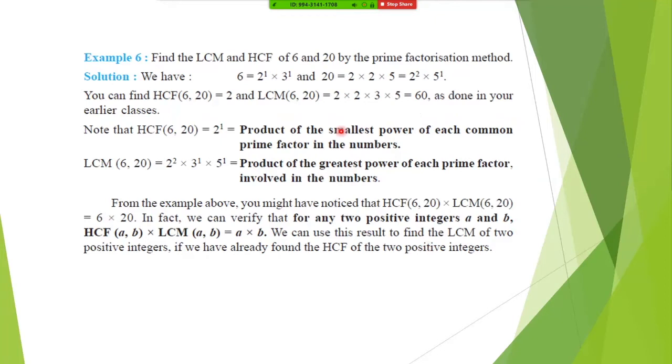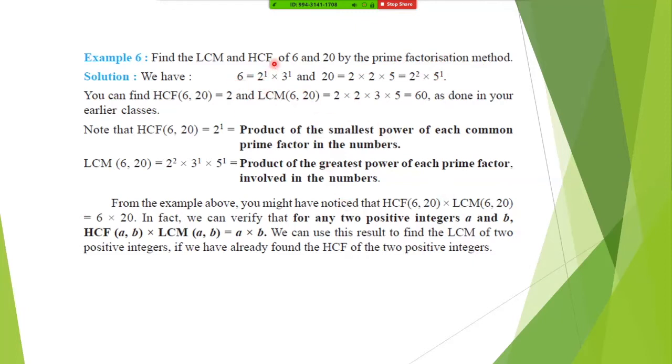Now, these things are also very simple. You have done it in junior classes. Find the LCM and HCF of 6 and 20 by the prime factorization method. Understand very properly. If Euclid's division lemma were mentioned, you would have had to do it like we did in the previous session. But here they have given that you can use the prime factorization method. So go ahead, not an issue.